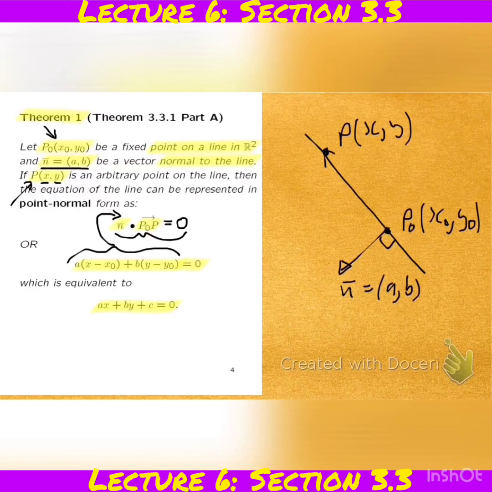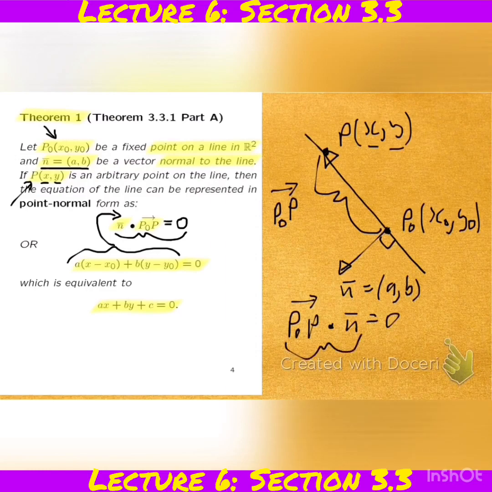You just want this vector, the vector that starts at P0 and ends at P, to be perpendicular to the normal vector. So in mathematical terms, if you were to write that down, you want this vector's dot product with n to be 0. And any x and y that satisfies this dot product is going to be a point on the straight line.